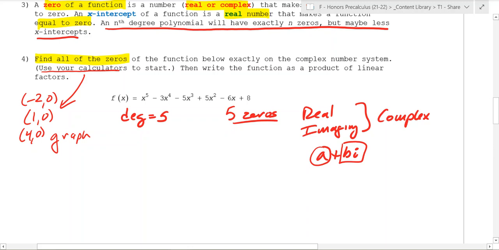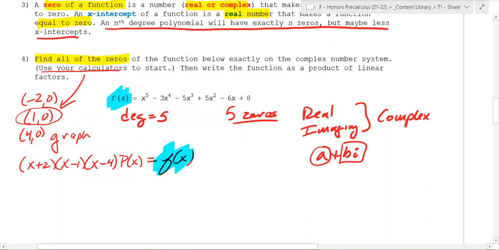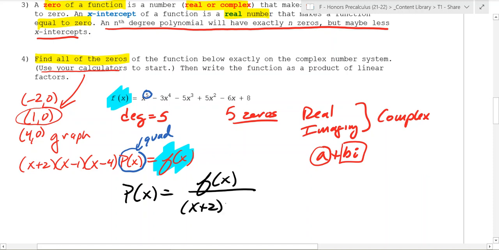So if you know, for example, 1 is a zero, you know that the factors are x plus 2, and the other factor is x minus 1, and the other factor is x minus 4, times some other polynomial equal to this polynomial right here. We're trying to find the rest here. Because this is to the 5th degree, we know that this is going to be a quadratic. But how do we do that? Well, we know that p of x will equal the original polynomial divided by all of these things. So what we're going to do is divide them one at a time.